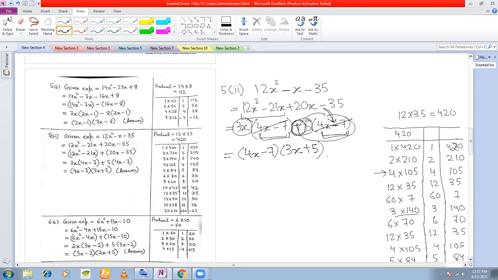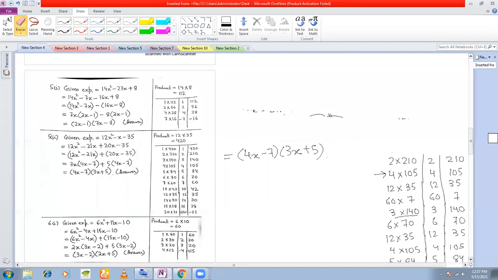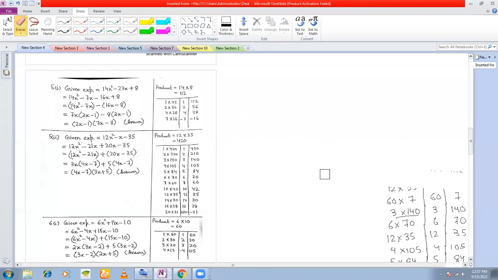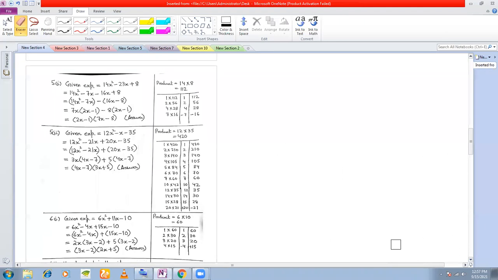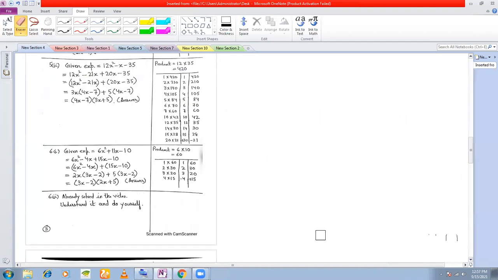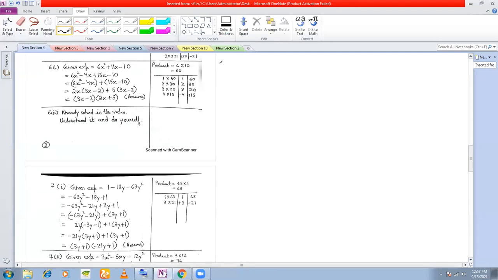Fine. No question? So this should be easy. Just be a little careful with the signs, okay? Factorization of trinomial is not that difficult, but you need to be very careful with the signs. Next question.